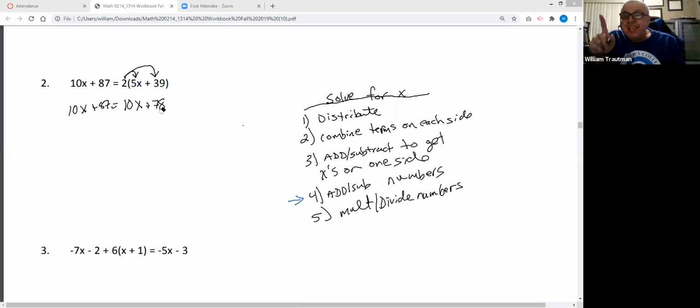But there is a step 3. Get all the x's to one side. Can somebody tell me what side you want to take the x's to, the right or the left? Just type it in for me. Right side or left side. It doesn't matter.